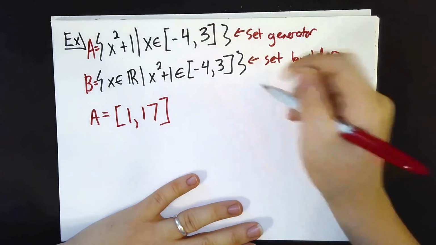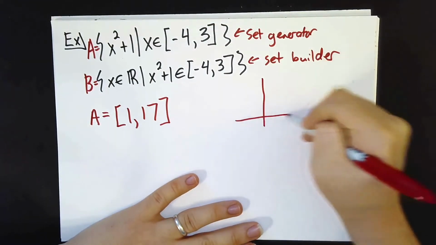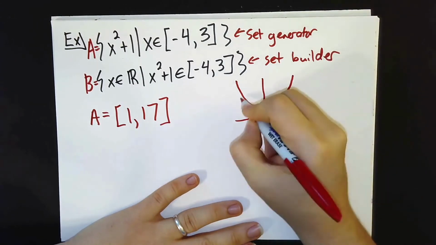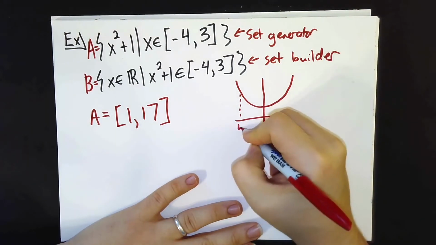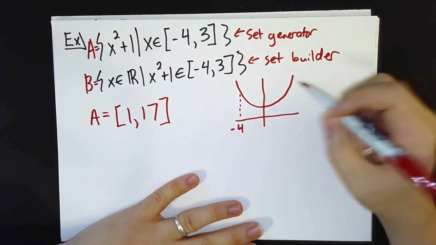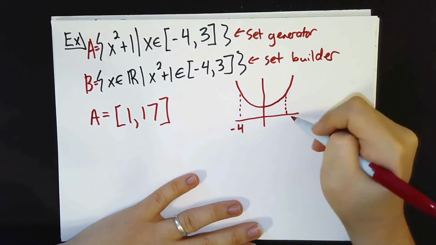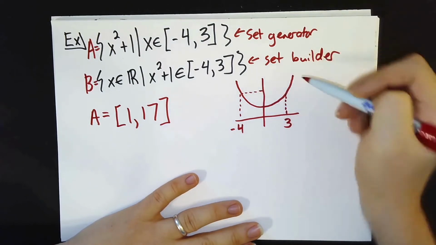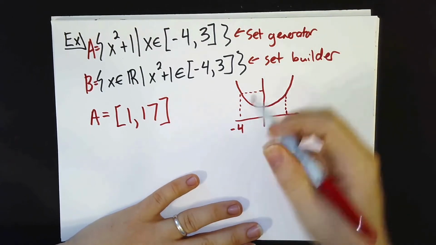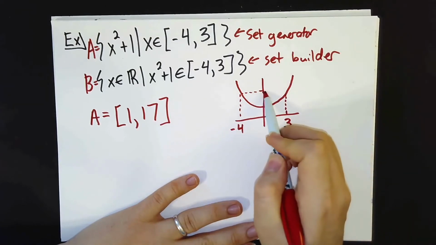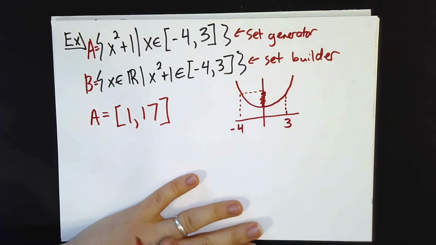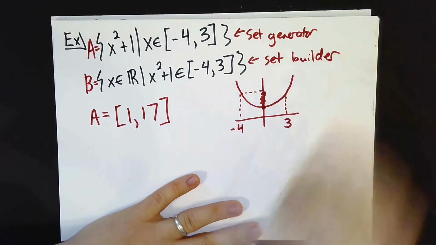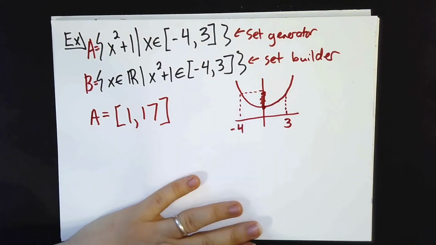If you want to picture this graphically, here's the function x squared plus 1. Here's -4. Here's 3. The numbers that I ended up getting out are really the range of this function over this interval. So it is that piece of the y-axis, which goes down to 1 and up to 17. That's where this came from.